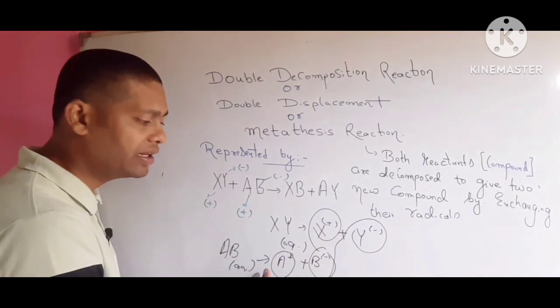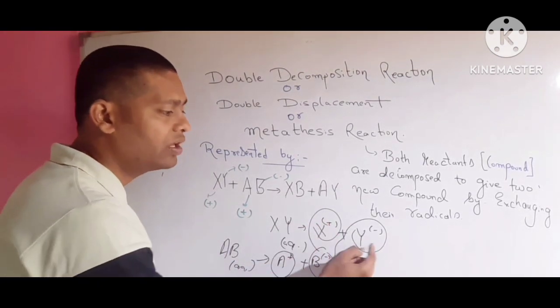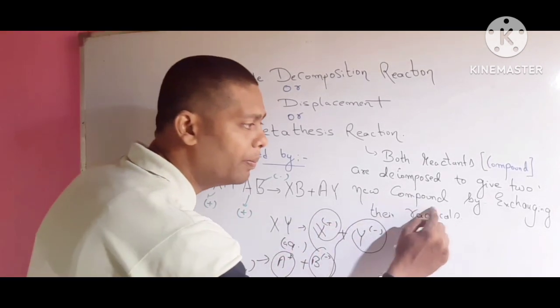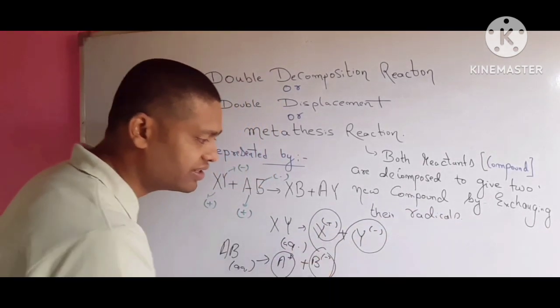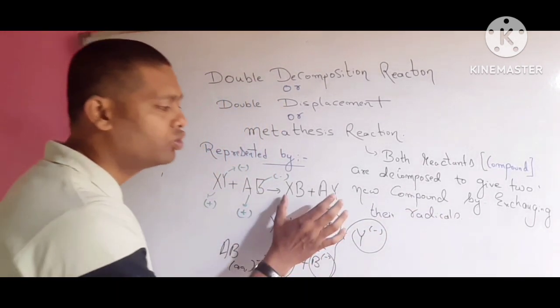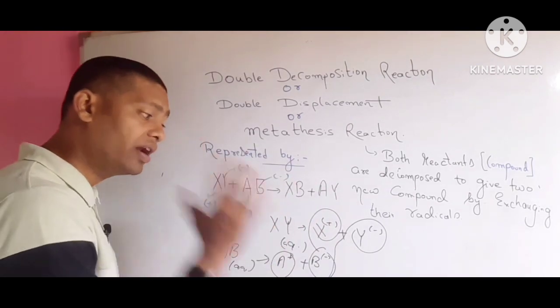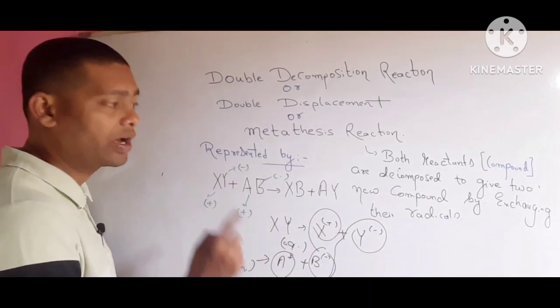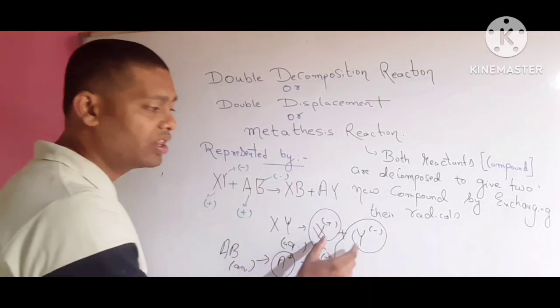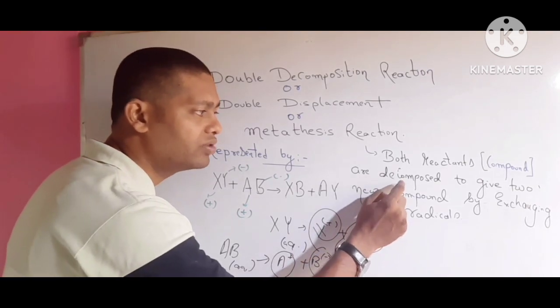After separating like this, they make a bond with one more ion and form a new compound by exchange of the radical. They exchange the radical with another one and form a new product. So this is the way they work, and very important, aqueous solution is very important. It should be in aqueous solution only, then only they can decompose. The word decompose is there.